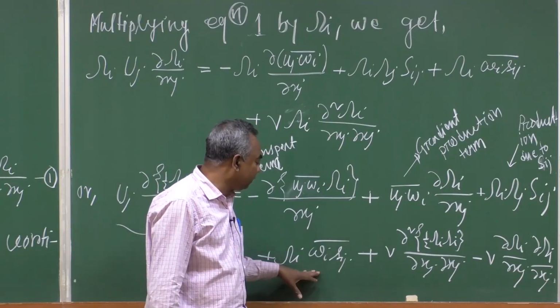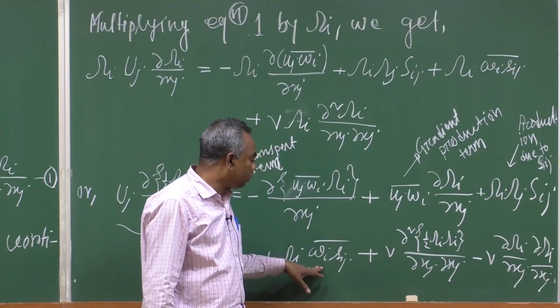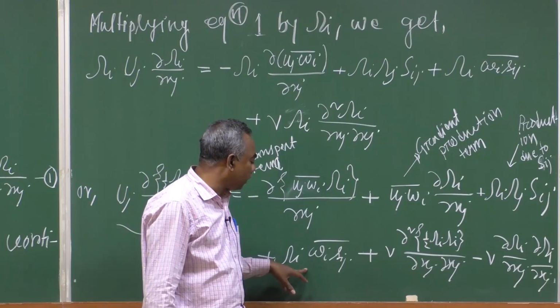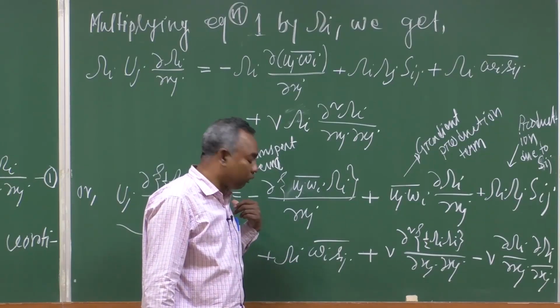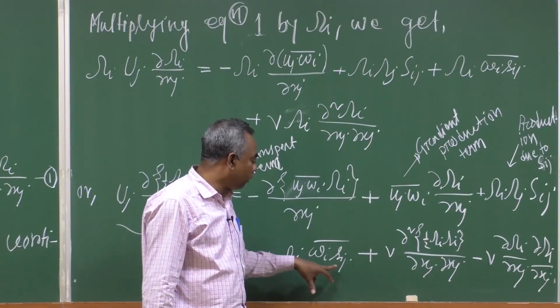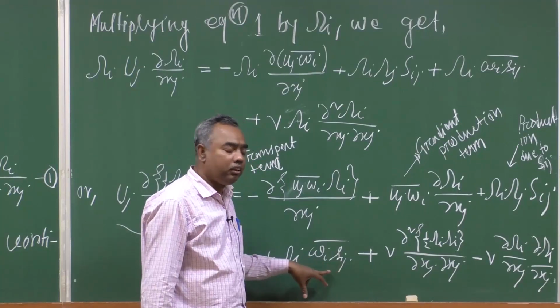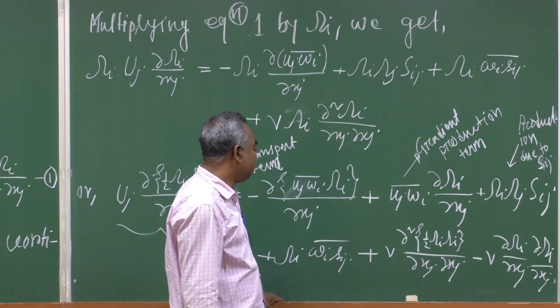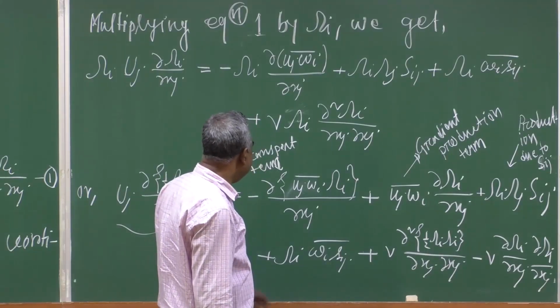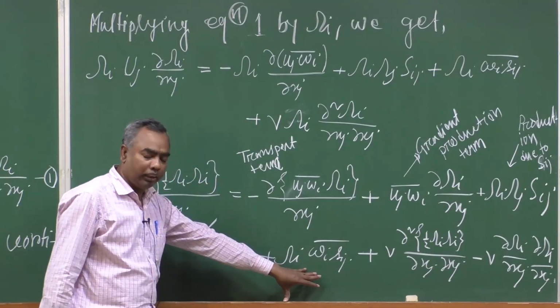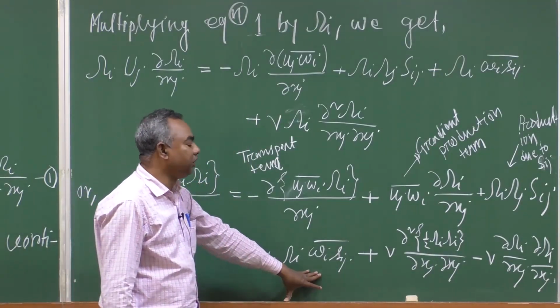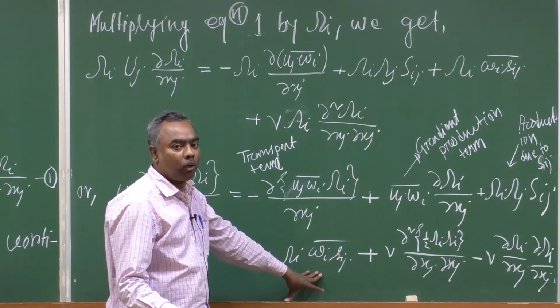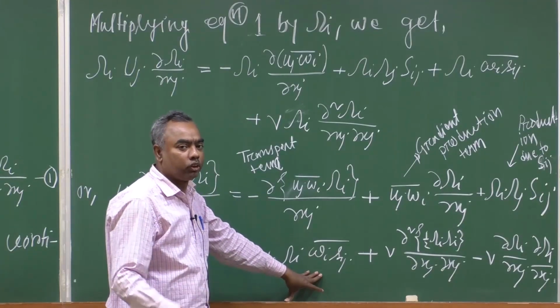Okay. So, in this term, if you look at it, it is actually production of mean entropy due to the fluctuating or turbulent vorticity and strain rate interaction. Okay. So, this is your mixed production term. We will come to this term once again when we talk about the turbulent entropy equation.